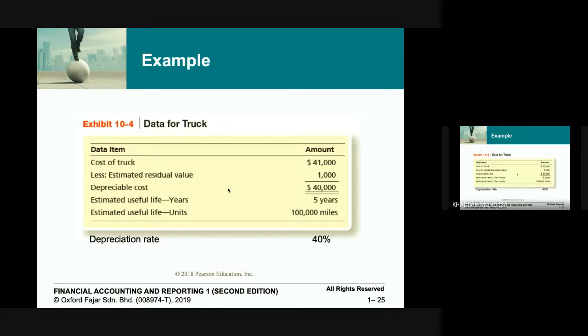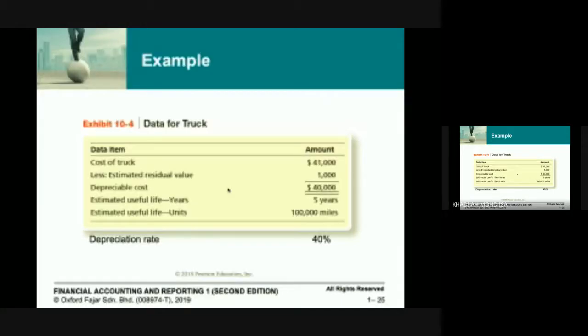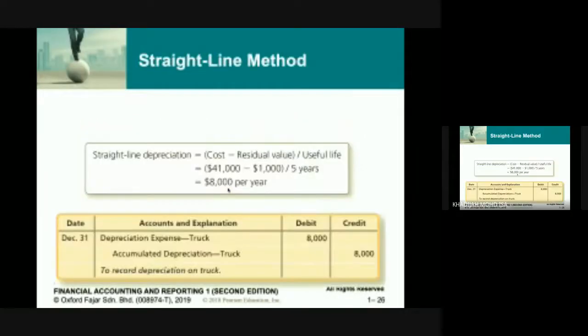So how do you get 40%? Actually, over the 5 years period, 40,000 over 5 is 8,000 per year. So 8,000 per year is the depreciation under the straight line method, if you use the rate given as a 40% depreciation rate. So using the straight line method, the cost is 41,000 minus 1,000, over 5 years. So that is 8,000 per year. That will be under straight line depreciation.